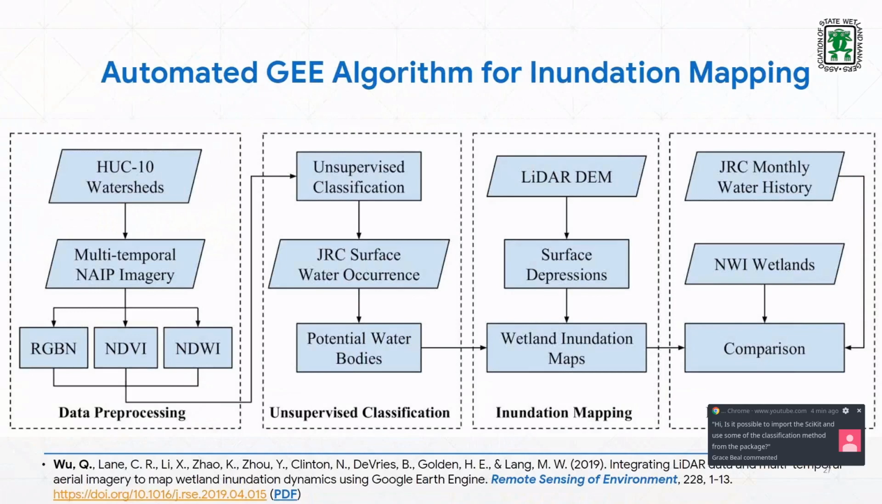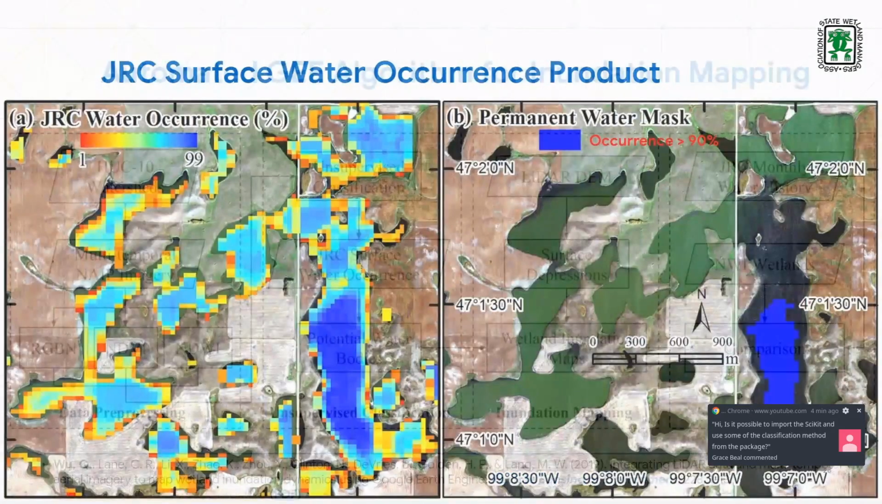Then we can use surface depressions from LiDAR to refine the water bodies, and so we get potential wetland inundation maps. Eventually we can compare them to NWI and the JRC product.